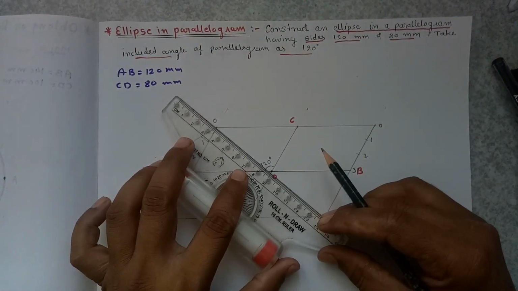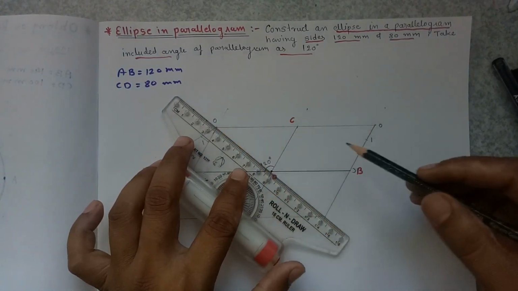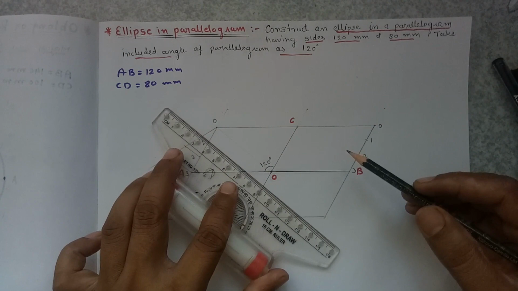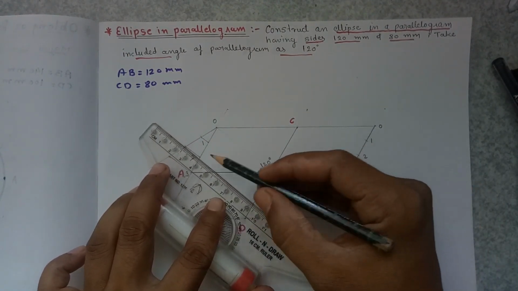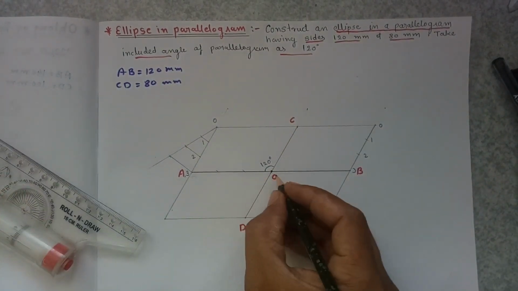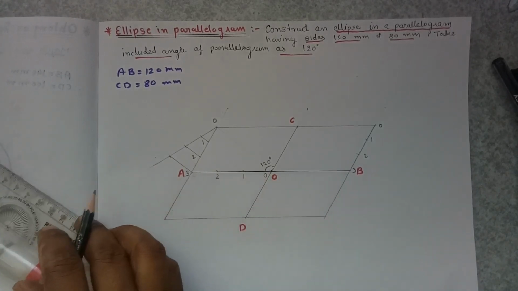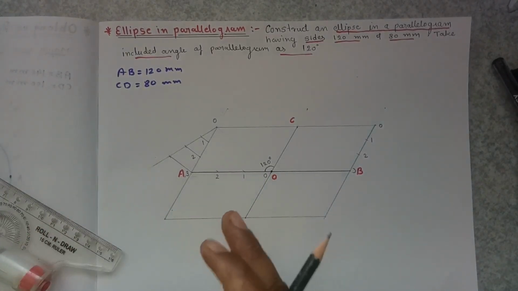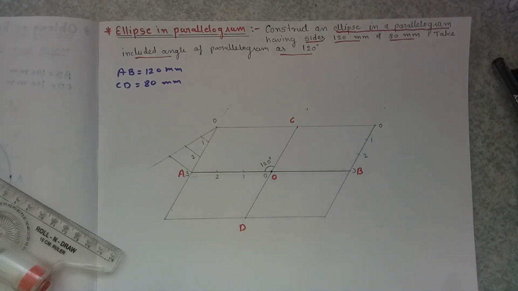For that, join this diagonal and roll your roller scale parallel to this diagonal from 1 and 2. It will divide this line into 3 equal parts. Give the numbering like this: 0, 1, 2, and follow the same method that we have followed in the rectangle method.